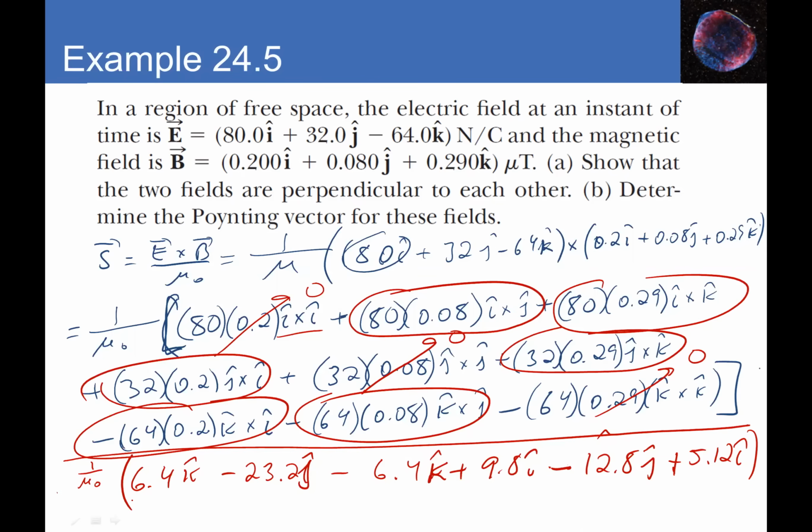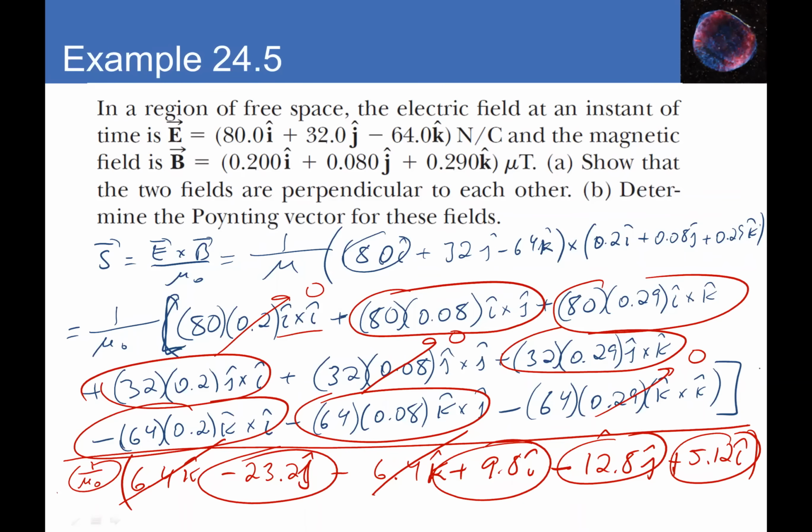And then you can even simplify because 6.4 k hat and negative 6.4 k hat cancel out. What you end up with here is two positive i hat terms that you can add together, and two negative j hat terms that you can add together. Once you find those, then divide that by mu naught, right? And what you will get here is basically the answer at the end, which let's say will be 11.5 i hat minus 28.6 j hat, and the units are watts per square meter. And that will be the answer for the Poynting vector, okay?